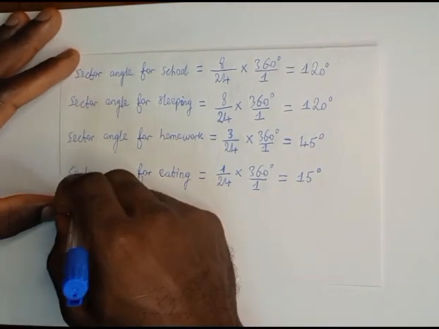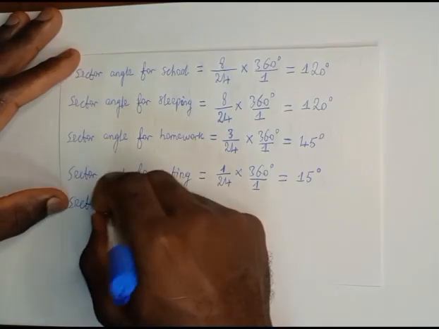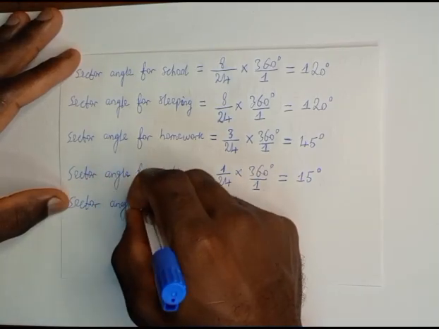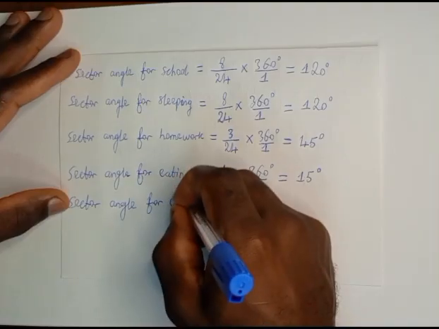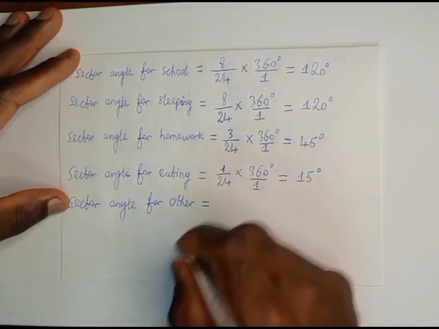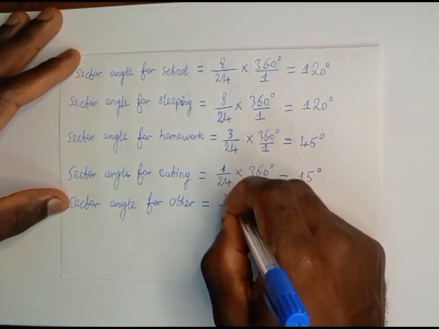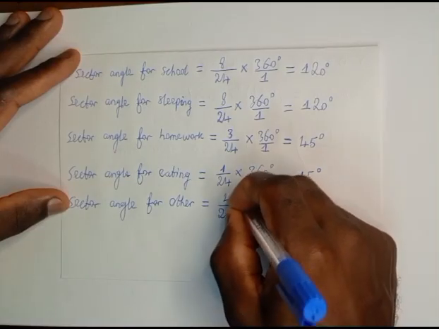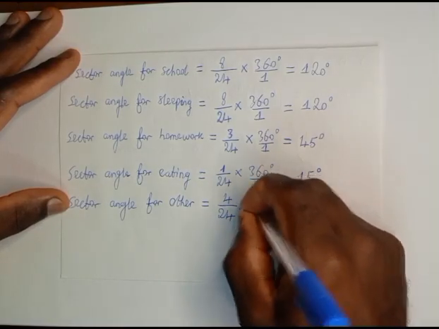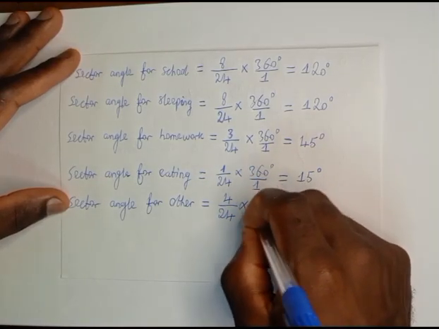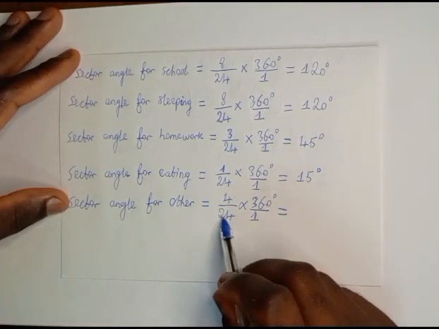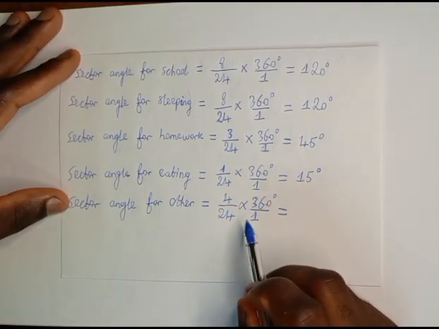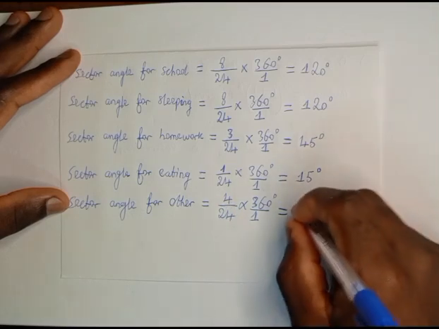Next, we need the sector angle for other. It will simply be equal to divide the frequency, which is 4, by the total frequency 24. We multiply this by 360 degrees over 1. This will be equal to 360 degrees divided by 24 gives us 15 degrees. 15 degrees times 4, which gives us 60 degrees.